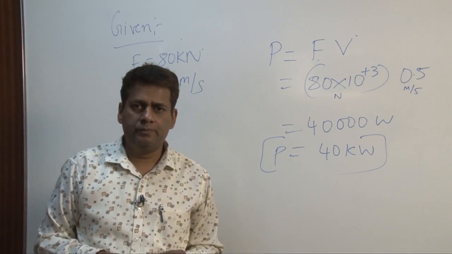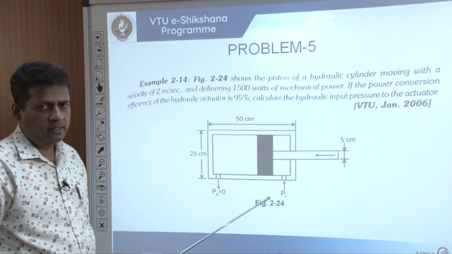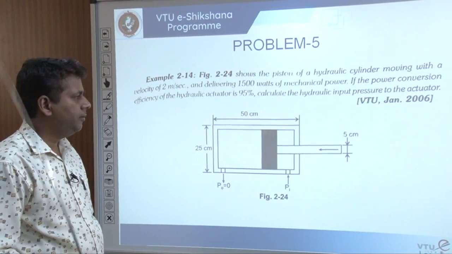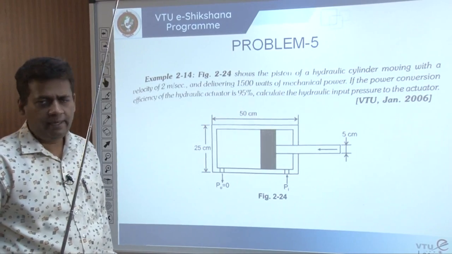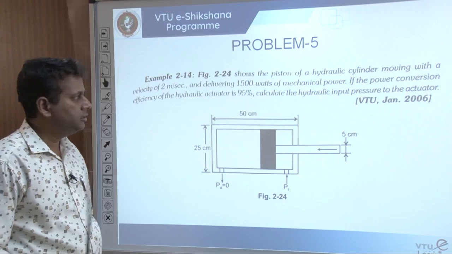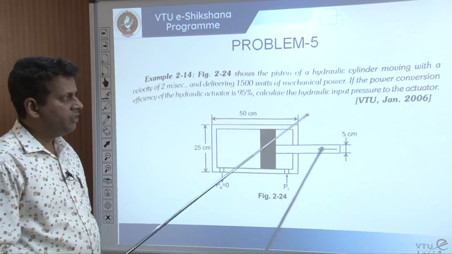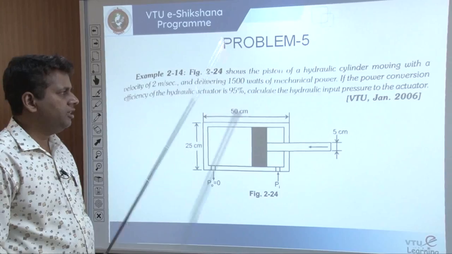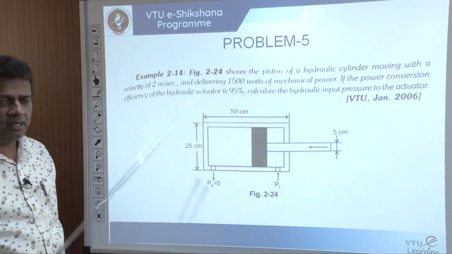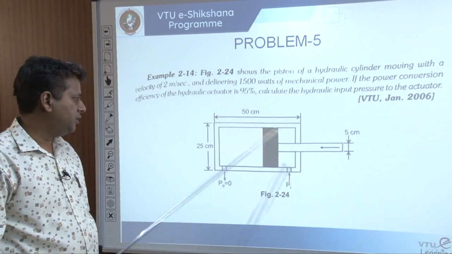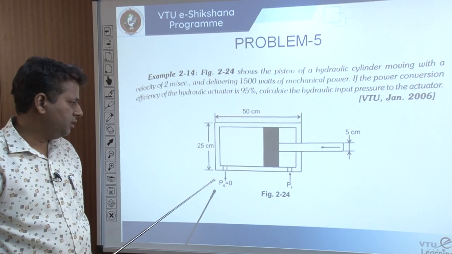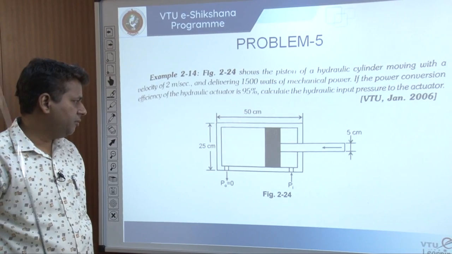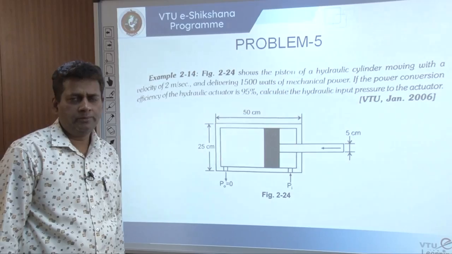We move on to the last problem. It says that figure 2.24 shows the piston of a hydraulic cylinder moving with a velocity of 2 meter per second and delivering 1500 watts of mechanical power. If the power conversion efficiency of the hydraulic actuator is 95%, calculate the hydraulic input pressure to the actuator. This is somewhat a unique type of problem. The diagram has been given, so all the dimensions have been mentioned here. So this is the outlet pressure, inlet pressure, diameter of the rod is 5 centimeter, diameter of bore is 25 centimeter, stroke is 50 centimeter. Let us solve this problem on the board.